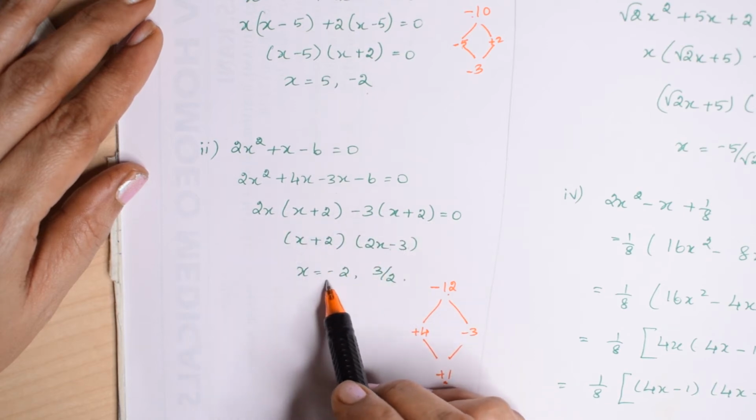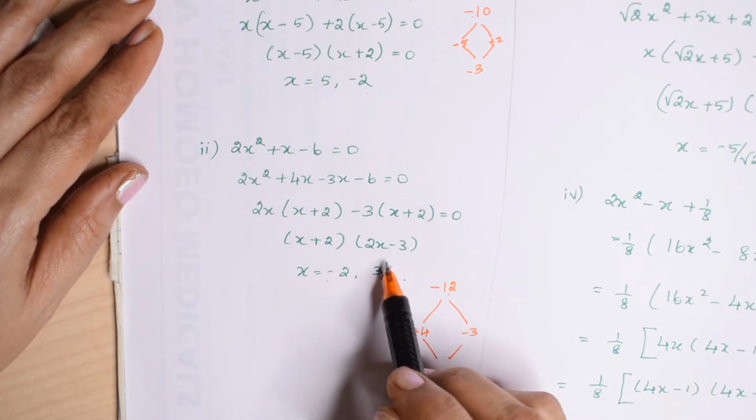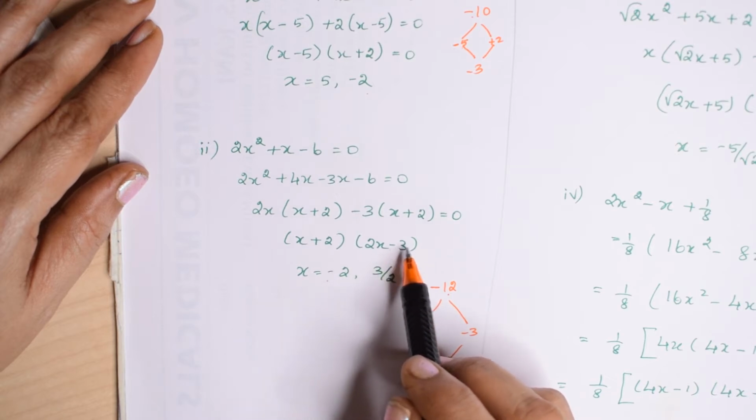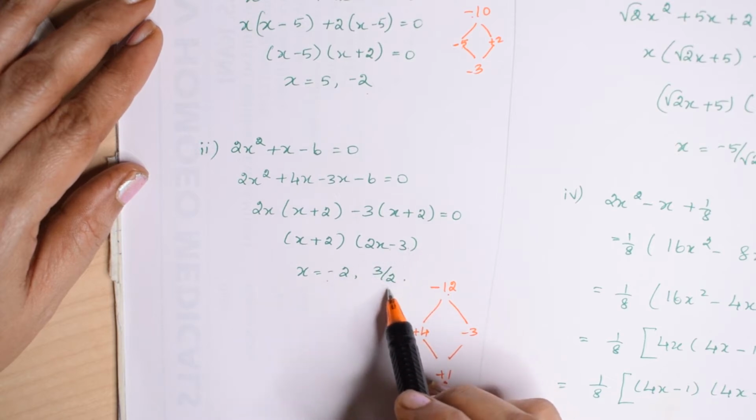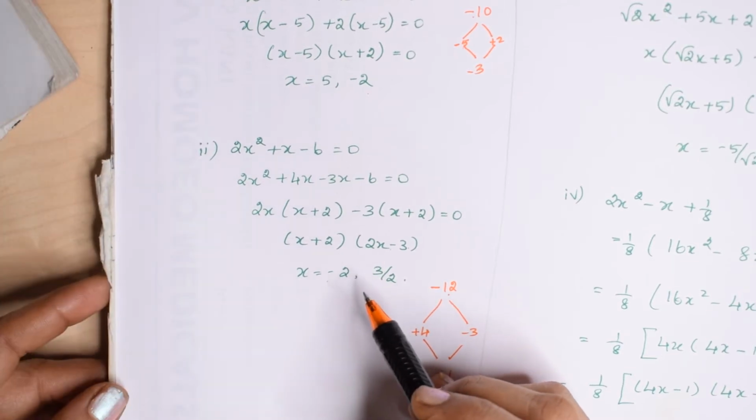So x value here is minus 2, and for here it becomes plus 3 by 2. So 3 by 2. Okay. This is how we solve a quadratic equation.